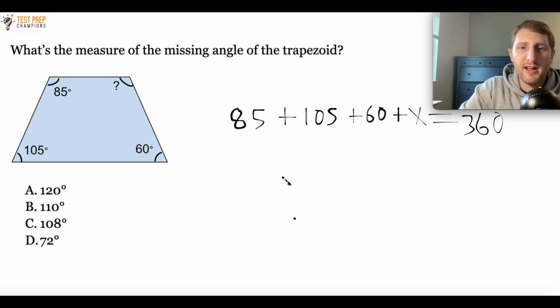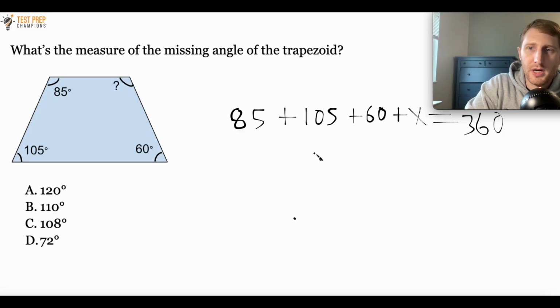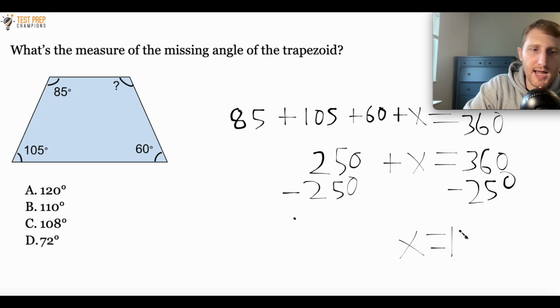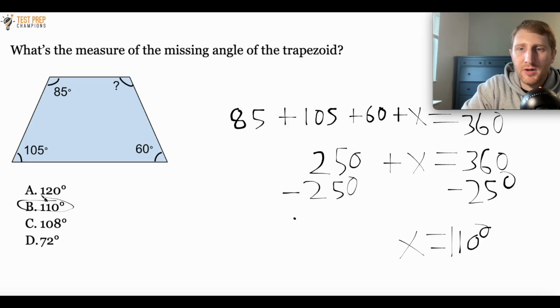So let's do 85 plus 105 plus 60. When I do that in my calculator, I get 250. So we'll have 250 plus x equals 360. Now from here, how do I get x by itself? Well, what I have to do is subtract 250 from both sides. And when I do that, I see that the answer is 110 degrees. So B is the correct answer here. So just remember that for a four-sided plane figure, the internal angles add up to 360 degrees.